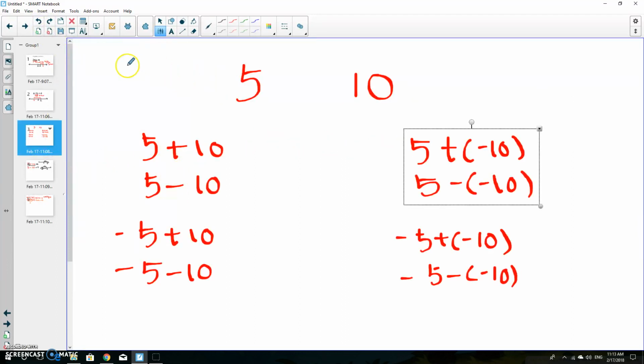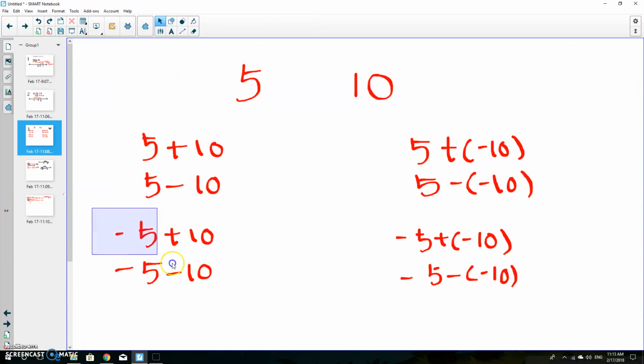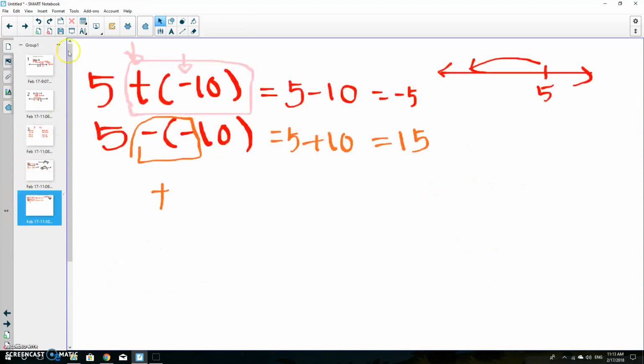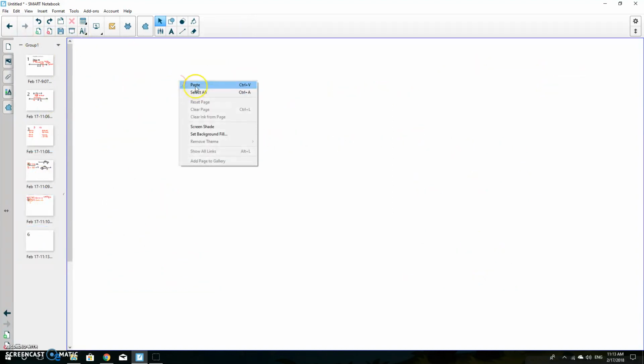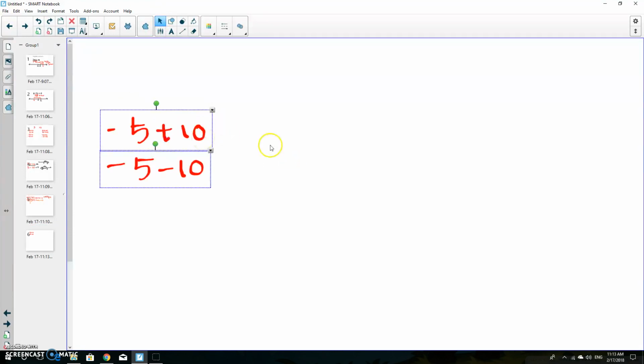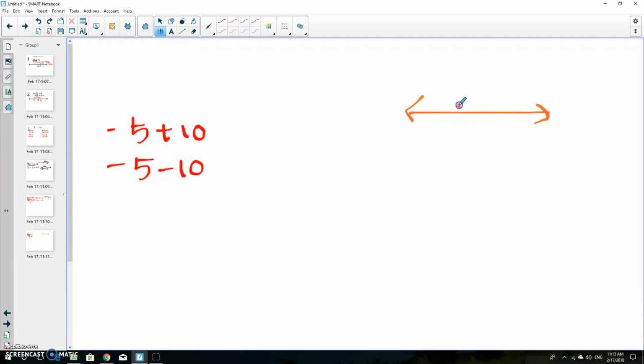So let's look at the other example. We actually have this scenario. So I'm going to copy this. I'm going to create a new page. Okay, this thing. So I have a negative 5 plus 10. So negative 5 plus 10, visually, I start with negative 5. I'm going to go 10 that way. Obviously, it's going to end up with 5 if you count it.